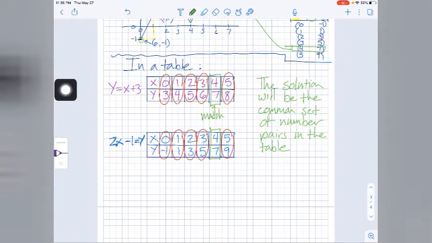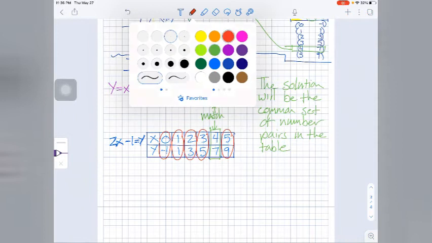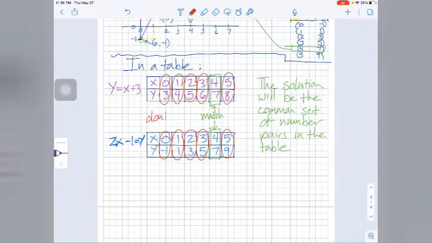So we have a match right here, and the rest of these don't match. Actually, I think I like this arrow better. Those don't match. These don't match. These do not match. These do not match. These do not match. We have the one green match. So that's really easy to see.